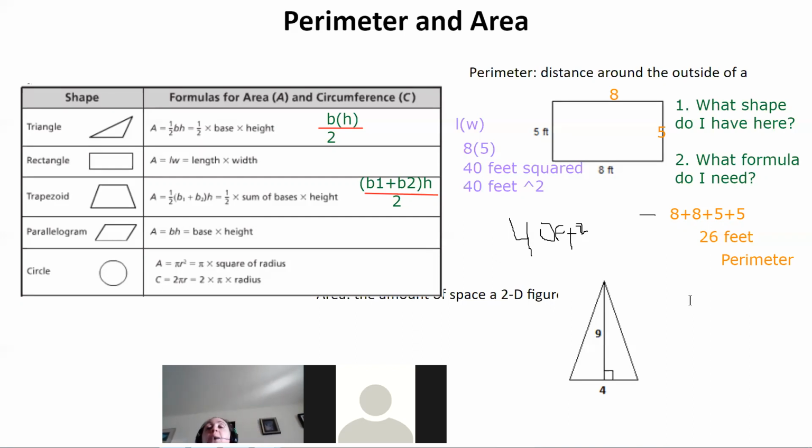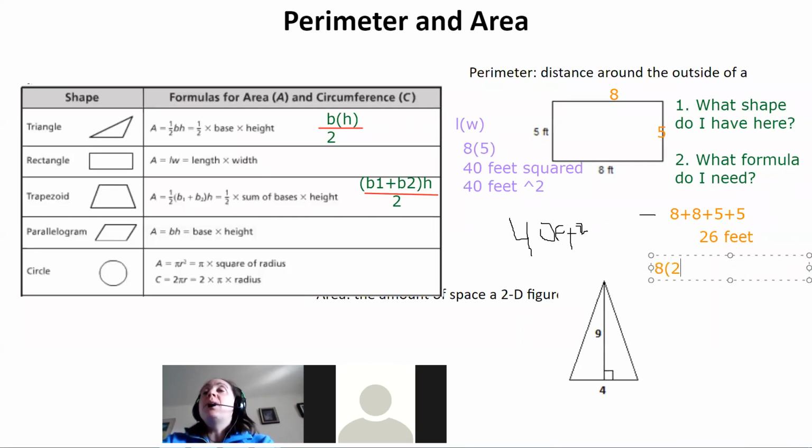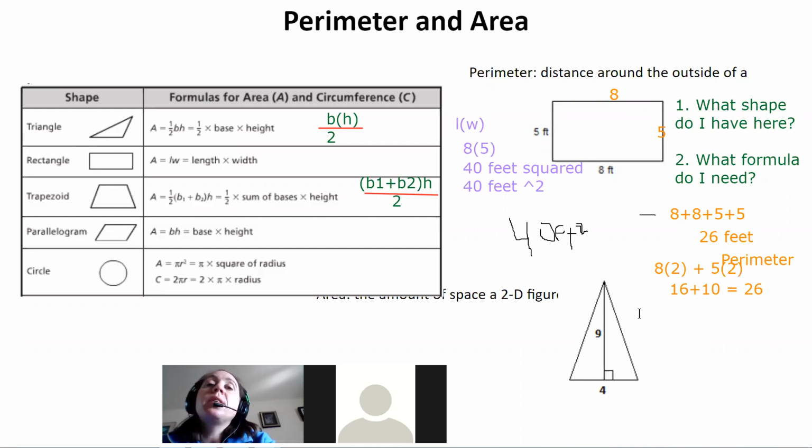Yes, Melissa, good point. You sure can do that. Another way to do perimeter is to take one of the side lengths and multiply by 2, so you're just doubling it. And then the other side length and multiply by 2. You will get the same answer because that is 16 plus 10, which equals 26. Nice job. Good question. All right, guys.